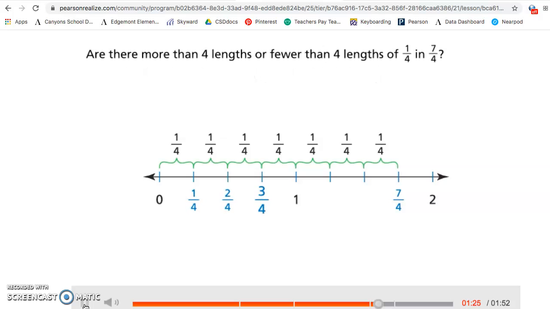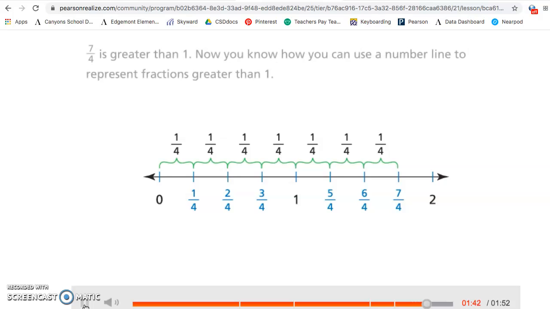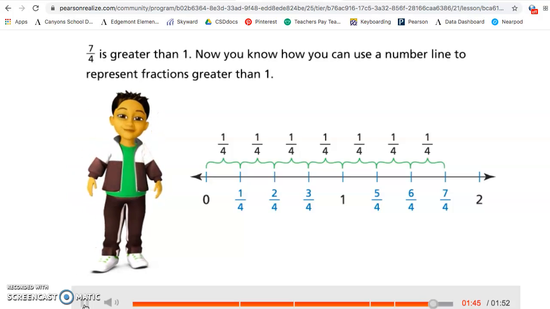Are there more than 4 lengths or fewer than 4 lengths of 1/4 in 7/4? There are more than 4 lengths of 1/4. Is 7/4 greater than 1 or less than 1? 7/4 is greater than 1.